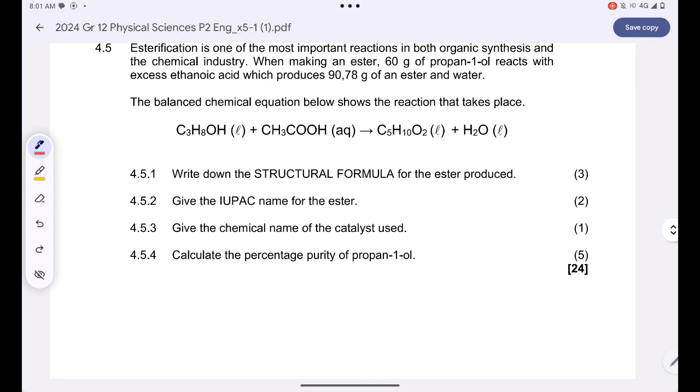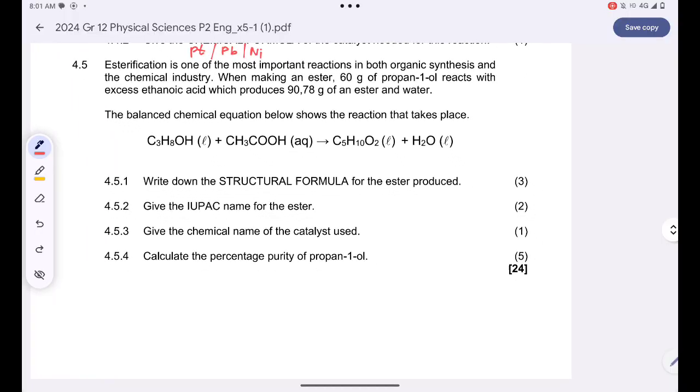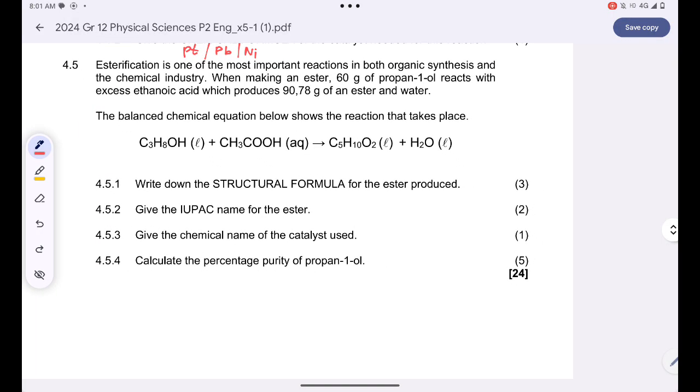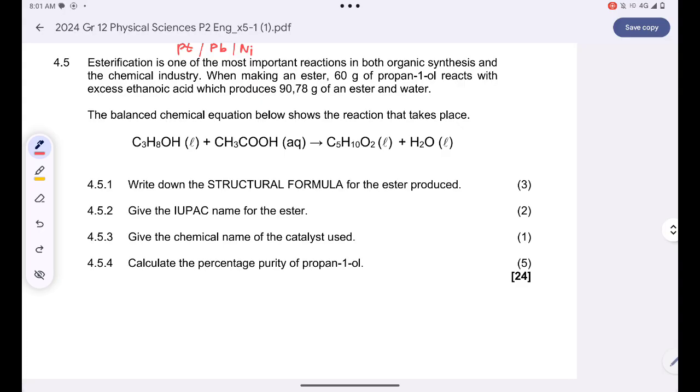Okay, now let's move to question 4.5. Esterification is one of the most important reactions in both organic synthesis and the chemical industry. When making an ester, 60 grams of propane-1-ol reacts with an excess of ethanoic acid, which produces 90.78 grams of an ester and water. Write down the structural formula of the ester produced.